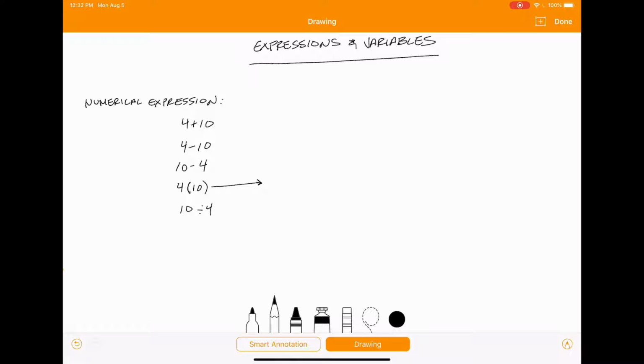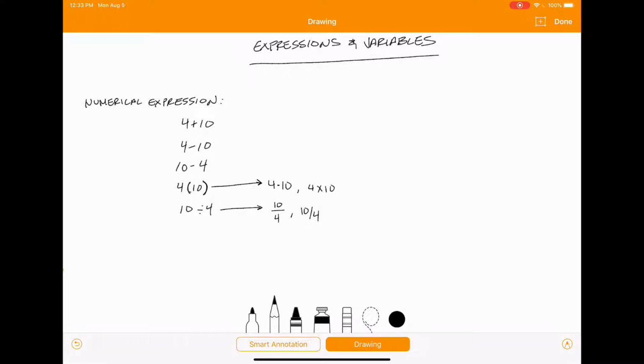So 4 times 10 can be written like this with the parentheses, or a dot can be used. Also, an X can be used. And then when it comes to division, the most common thing you're going to see is a fraction. Something like that. So again, those are all examples of numerical expressions in different ways that you can write them.